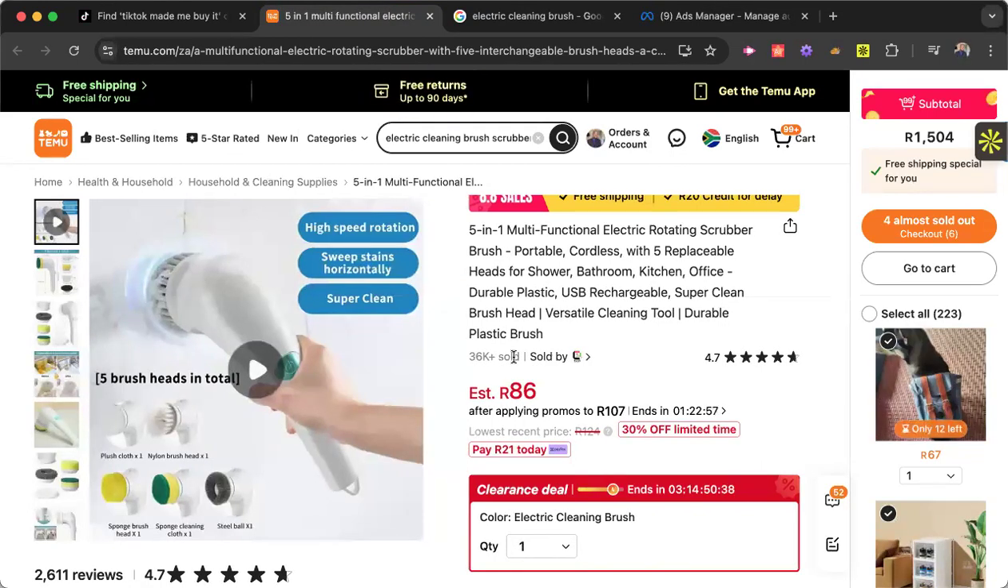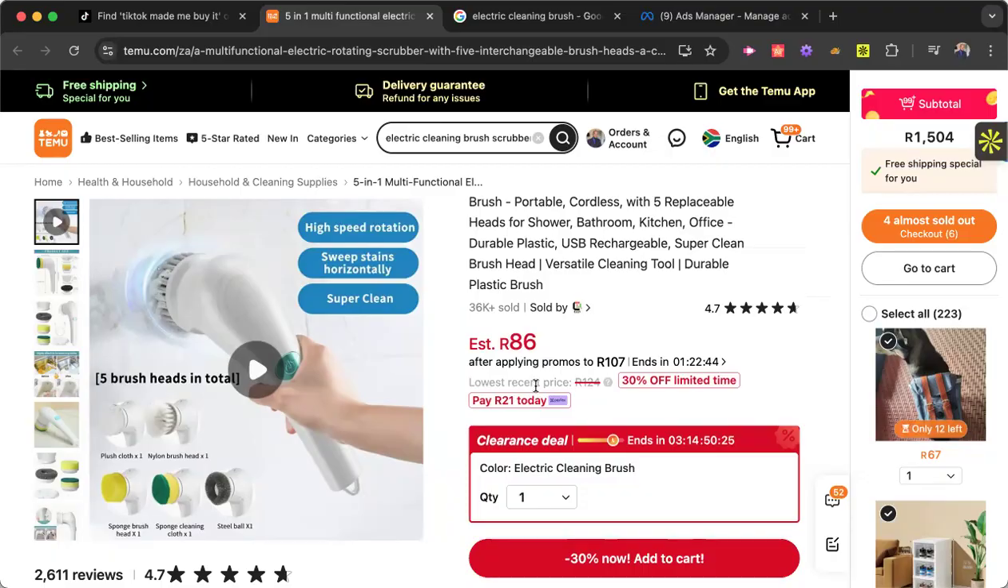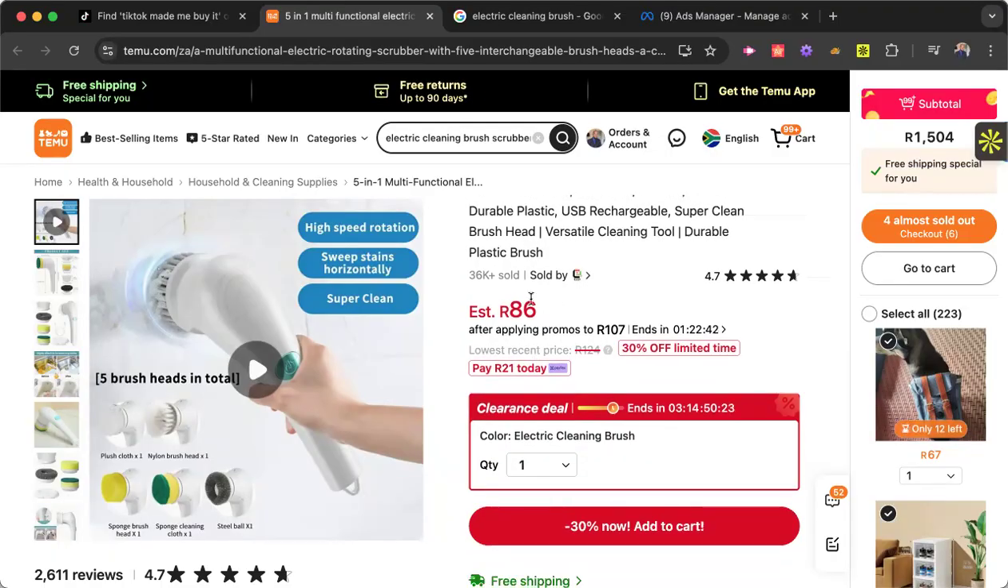So now we've done our product research, we're almost there, and we found a product and we're happy to go. The next step is that we want to check our competitors and see what the selling price is. So we know that if we buy this product, we're going to be buying it for 86 Rand.